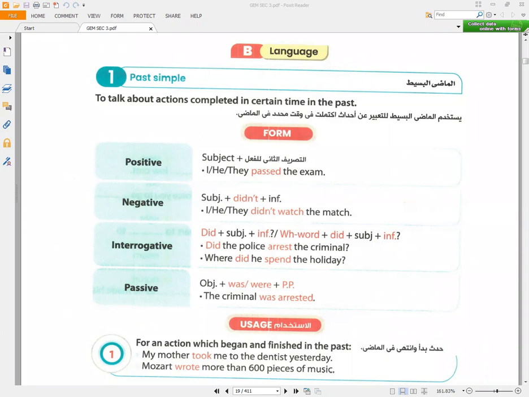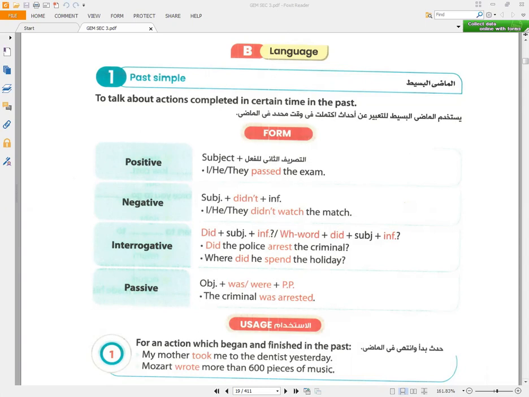the form of past simple in positive, as you know: they passed the exam. In negative: they didn't watch the match. Interrogative: did the police arrest the criminal? Or if we have a question word: where did he spend the holiday? And of course, in passive: the criminal was arrested.